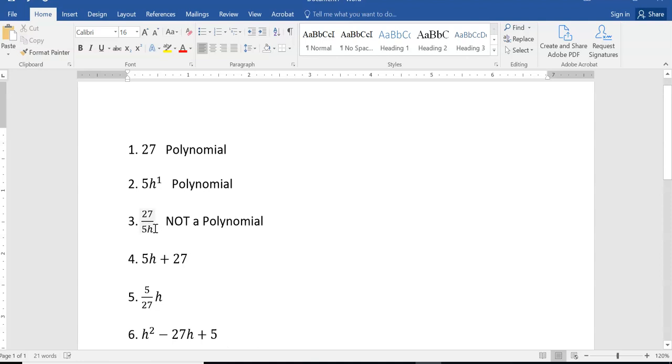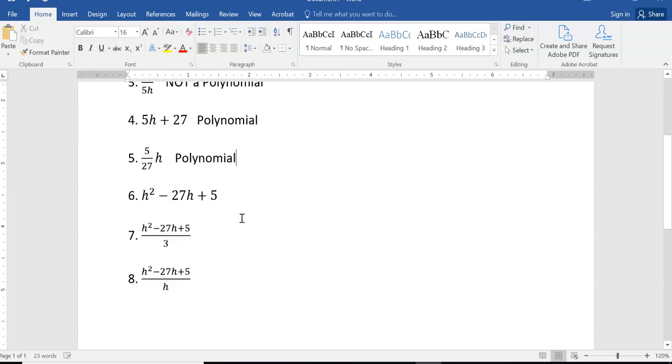All right, because we're dividing by h, that's one of our rules that we cannot do. Dividing by h is not okay. Dividing by any variable is not okay. 5h plus 27 is a polynomial. 5 over 27h, that is a polynomial. Again, it's okay to divide by 27, but you can't divide by the variable. So since the variable is being multiplied, we're fine there.